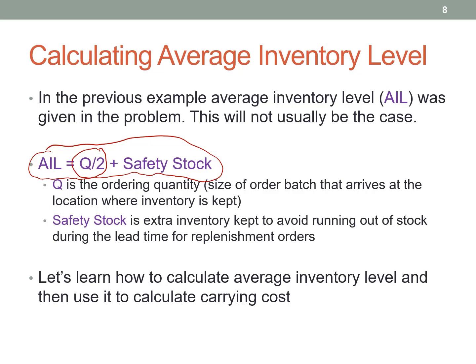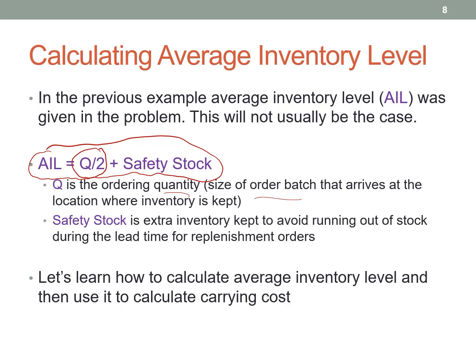Cycle stock exists because we order in batches. So Q is the ordering quantity, the size of the order batch, that arrives at the location at which we are calculating the inventory carrying costs. Imagine you're in a warehouse, and you order batches of 500 units from the supplier. So 500 units arrive at a time to the warehouse of that product. So Q would be 500, and the average cycle stock would be Q over 2.